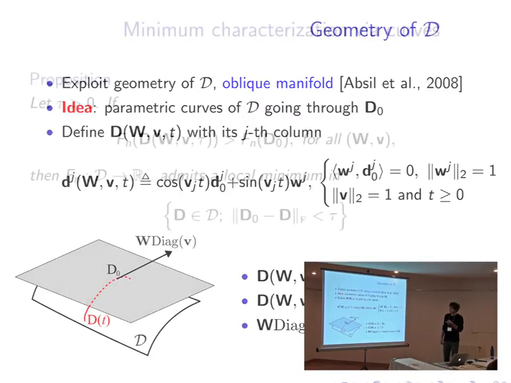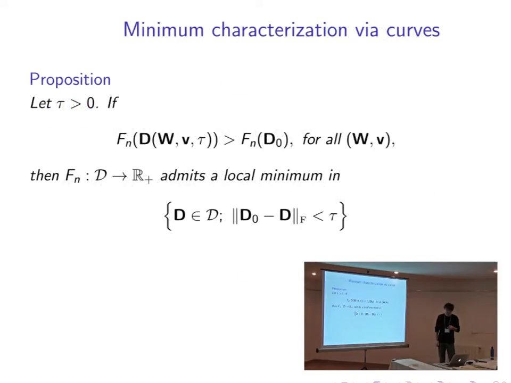local minima. More specifically, if we consider some radius tau, and if we're able to show that the function f of n takes greater value than the function f of n at D0 for all curves parameterized by W and V for this radius tau, then we can conclude that the function f of n admits some local minima in this ball here, which is centered at the reference dictionary.